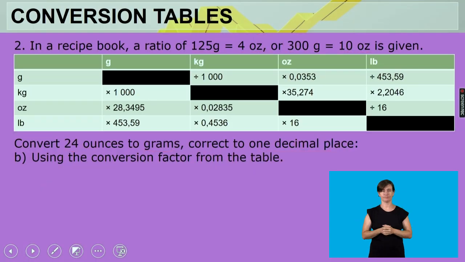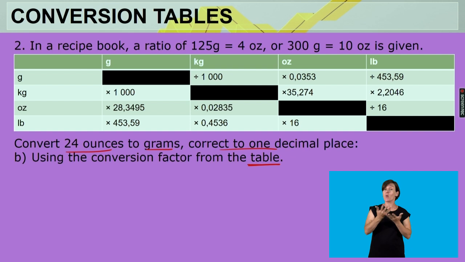All right, let's look at another question. Number B. Looking at it, it says convert 24 ounces, still the same question, to grams, correct to 1 decimal place. Now it says using the conversion factor this time around from the table. Can we see the difference in the two questions? First one, we used the conversion factors given on top. Now we must work with the factors from the table. Okay, so looking at that 24 ounces here.